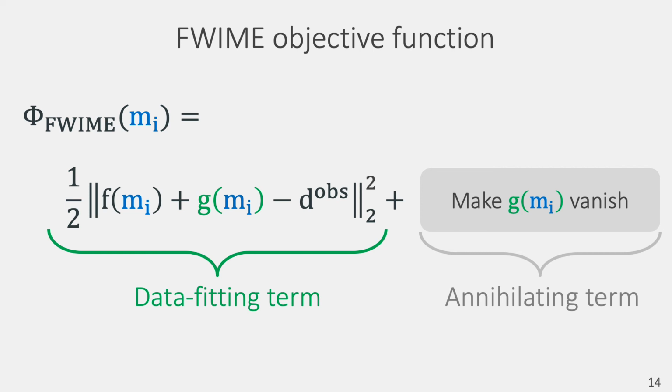The intuition behind the design of our objective function is the following. First, we can see the data correcting term g of mi as a tool to reduce and control the relative weight of the data fitting term with respect to the annihilating term in our cost function. On the other hand, this annihilating term gives us the freedom to design clever operators, or annihilators, that can guide our inversion to the global minimum more carefully and more robustly.